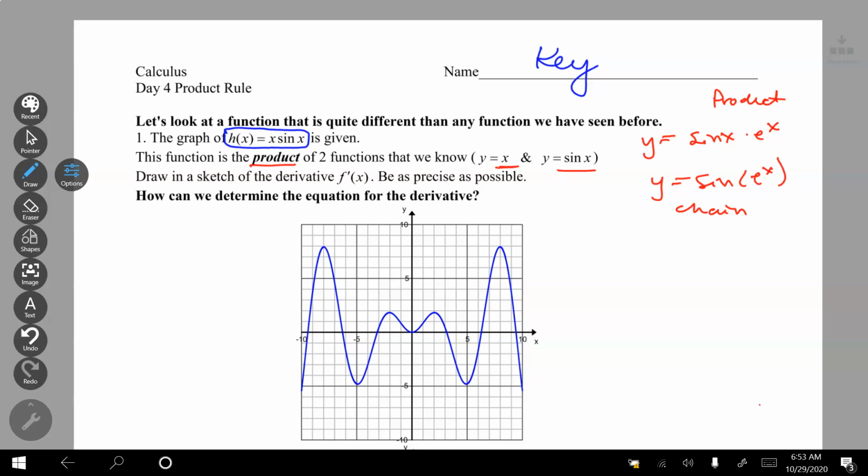So when I look at this, this is the graph of x sine of x. I just put this in the calculator, I printed it out. It's a weird looking graph. It is an even graph, but I want to determine the derivative.